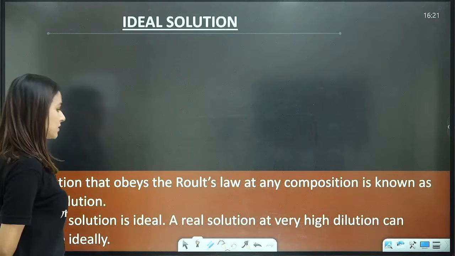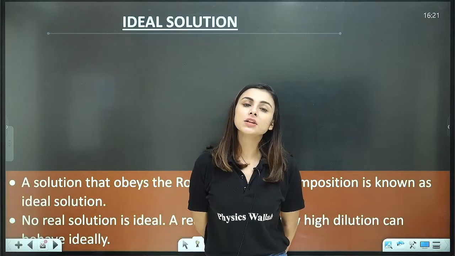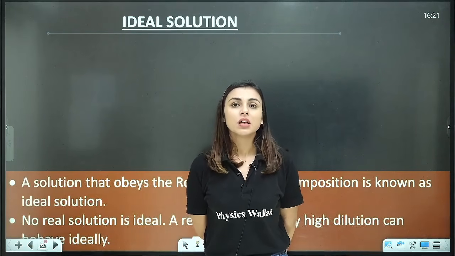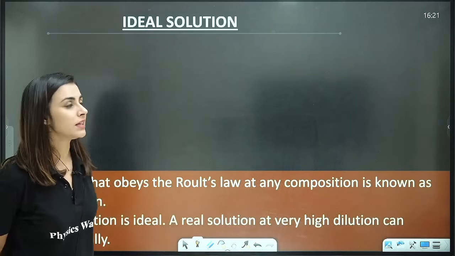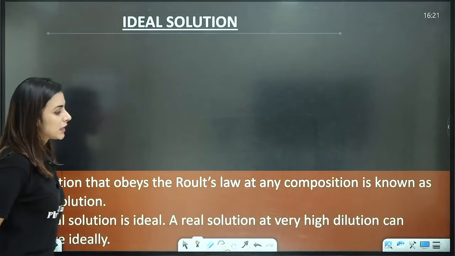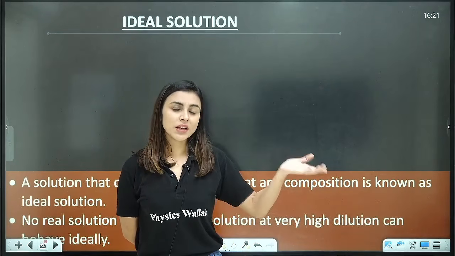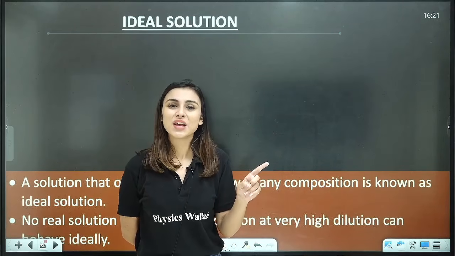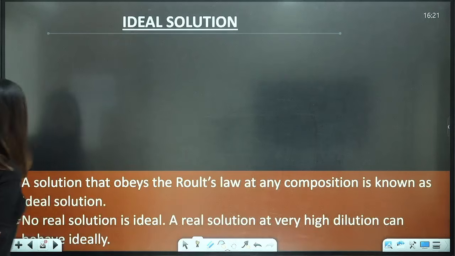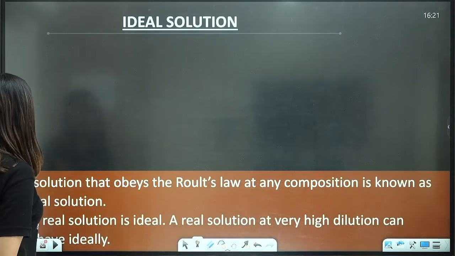Next is ideal solution. What is the ideal solution? A solution which follows the Raoult law is known as the ideal solution, right? Now, are there some non-ideal solutions as well? Yes, there are non-ideal solutions, and we are going to discuss them as well. A solution that obeys the Raoult law at any composition is known as an ideal solution.